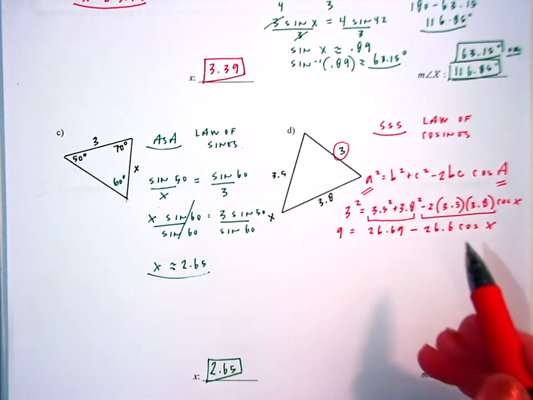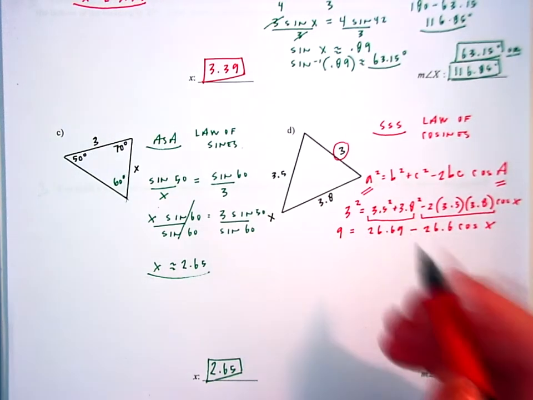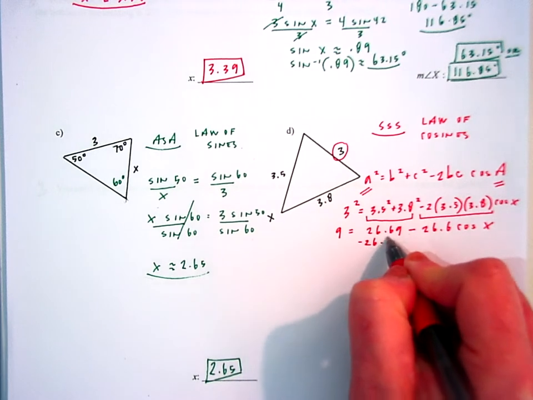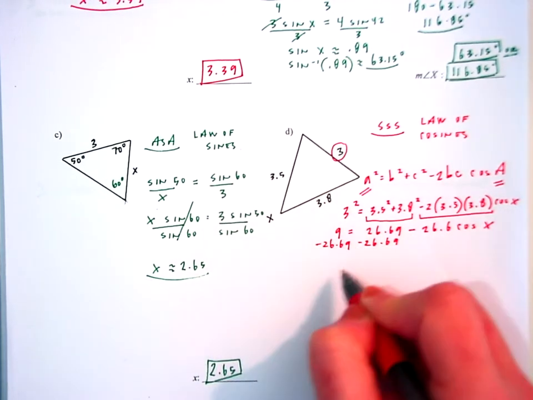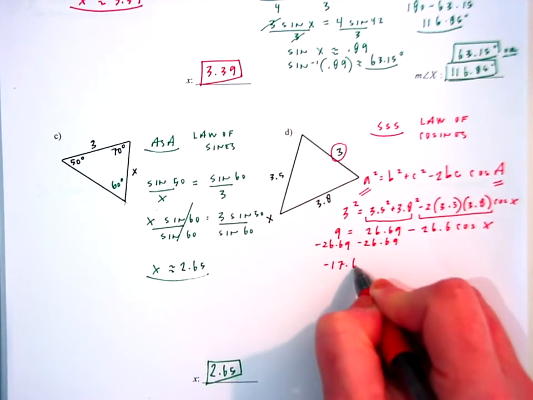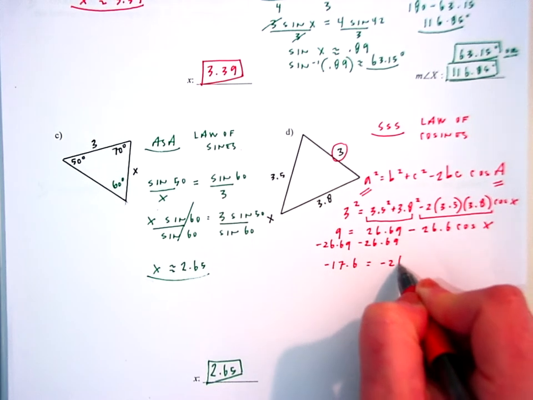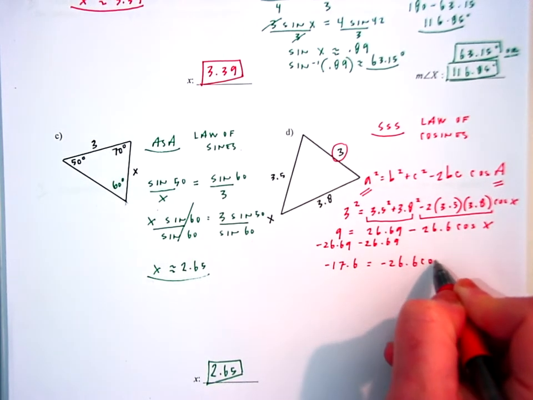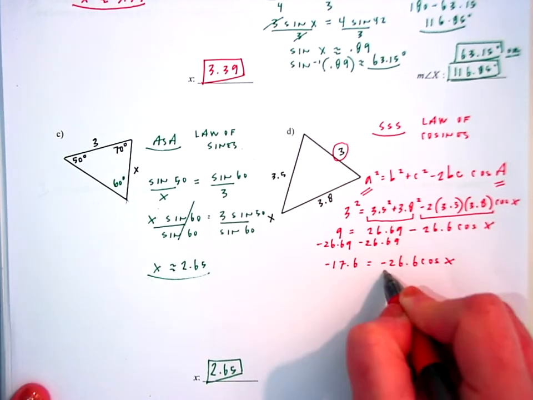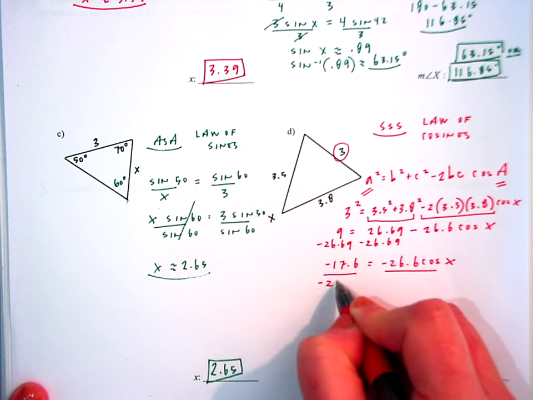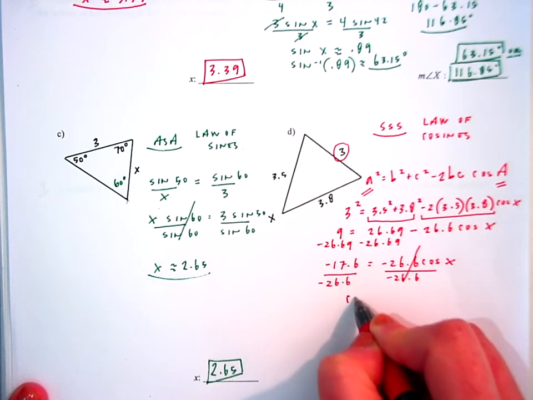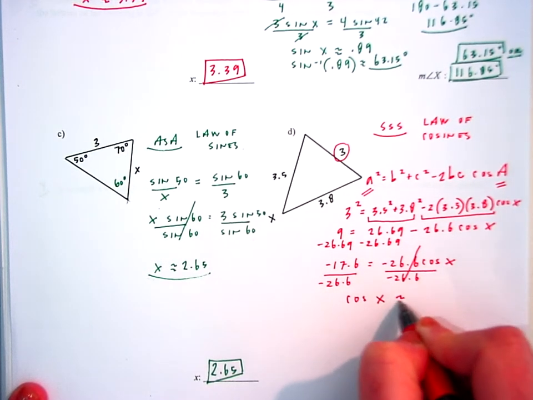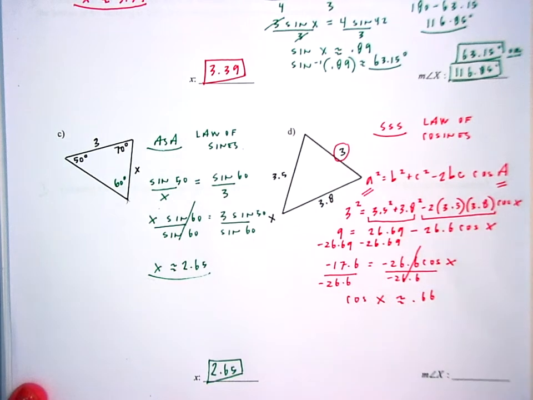So now I'm working to get this term isolated. So I'm going to take away the 26.69 from each side. So now I have negative 17.6 equals negative 26.6 times cosine x. Okay, and then from here I can divide away that negative 26.6. So I get that cosine x will be about 0.66.